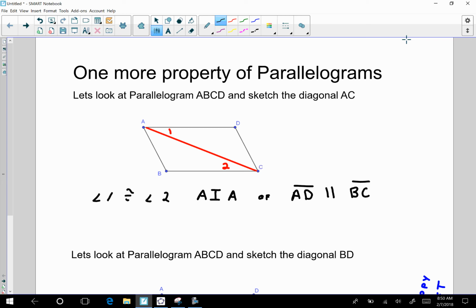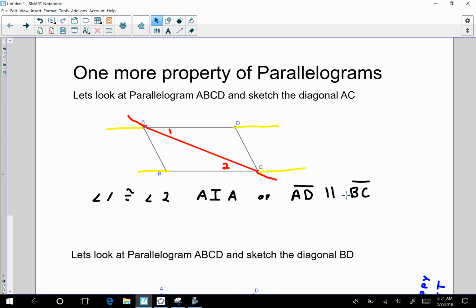If we look at the diagonal AC and the angle 1 and angle 2, those angles are congruent because of the alternate interior angle property of segment AD being parallel to segment BC. And as we've done in class, to help us see that, we could extend these lines. Those are my parallel lines, and therefore AD certainly is the transversal, and I have these alternate interior angles that are congruent because AD is parallel to BC.